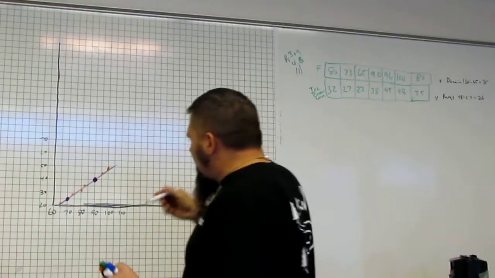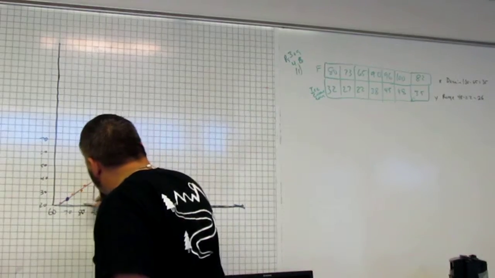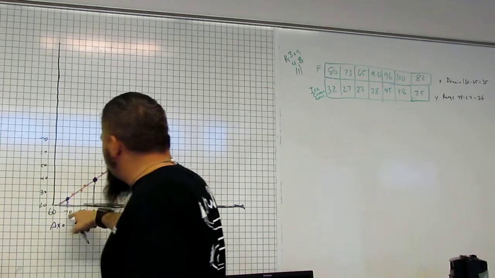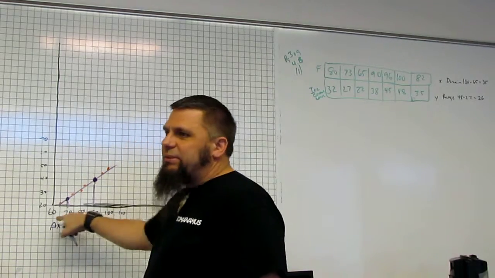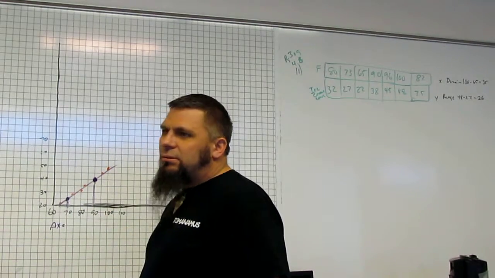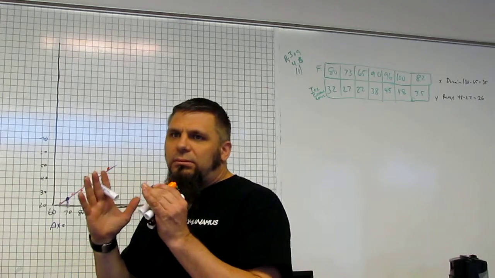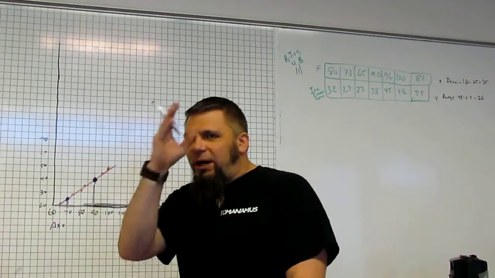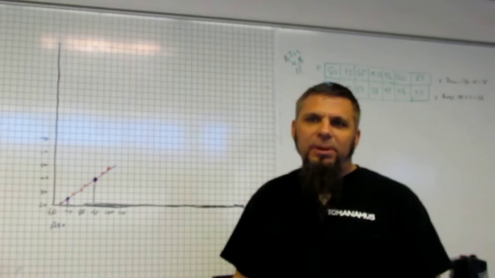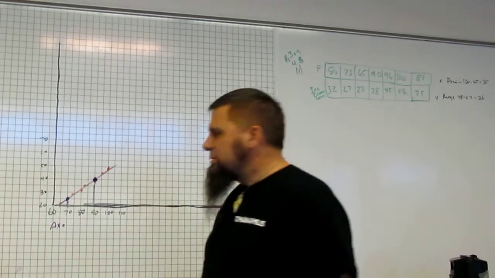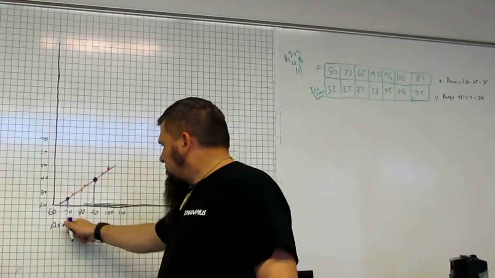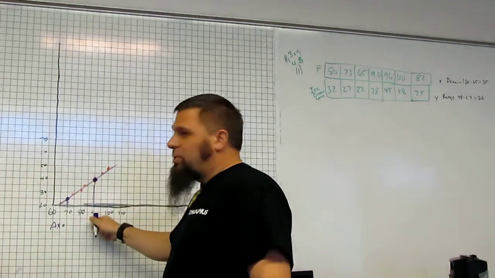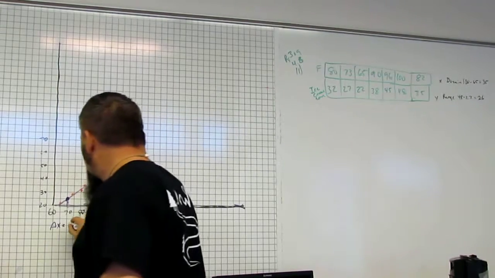And now I can look at it and go, oh, it's 90 and 70. Well, what is the difference in the x? What's the difference between 90 and 70? How much is between them? 10. Come on, people. 20. 90 to 70. 10, 20.